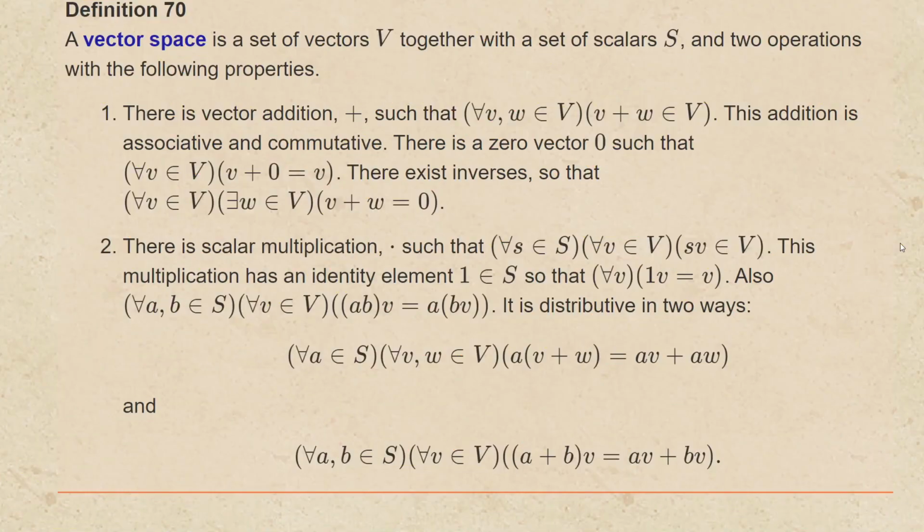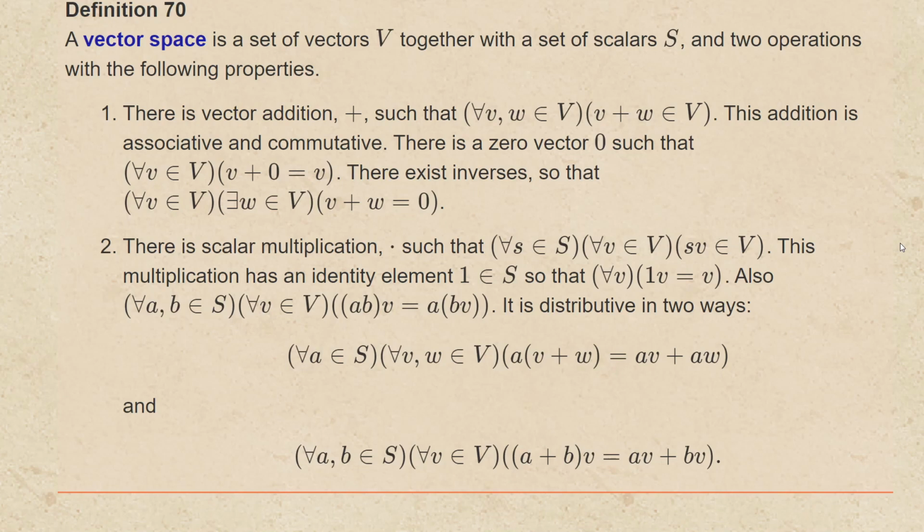A vector space is a set of vectors v together with a set of scalars s and two operations with the following properties. First, there's vector addition. The sum of two vectors is also a vector. This addition is associative and commutative. Also, there's a zero vector, such that when I add 0 to a vector, I get the vector back. And there exist inverse vectors, so that v plus the inverse of v returns the 0 vector.